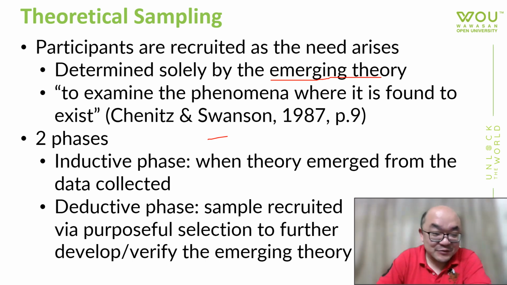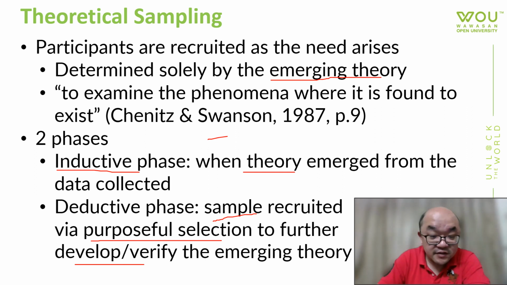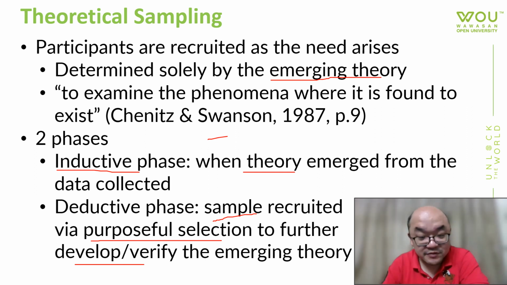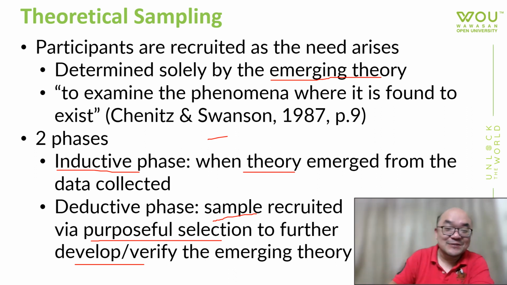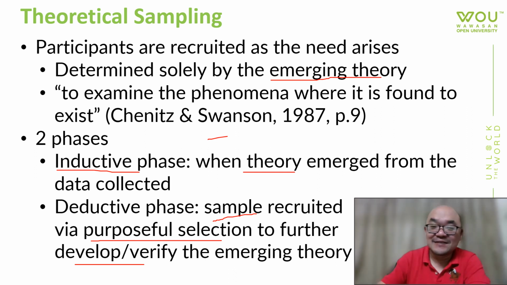So in general, there are two phases. You have the inductive phase. This is where you collect general information and you see what theory actually emerged from it. Then you go to the deductive phase where you recruit a more specific sample. Yeah, again, purposeful selection. You purposefully select it based on a certain criteria in order to further develop or verify the emerging theory. You can see later on for the other type of sampling, there's something that's quite similar to this. So this is theoretical sampling.